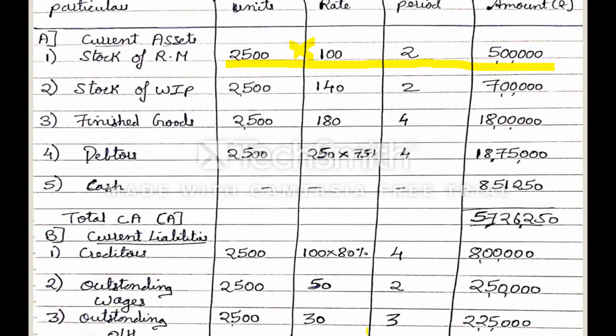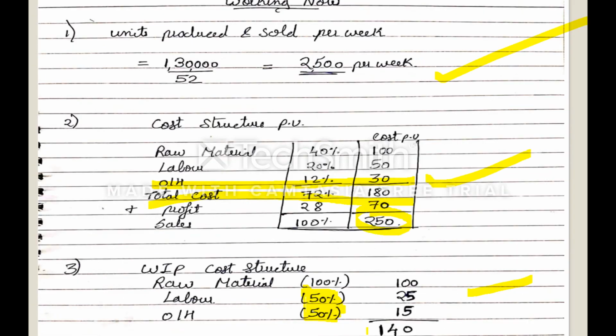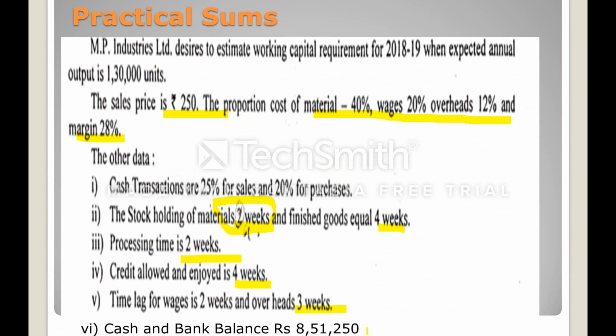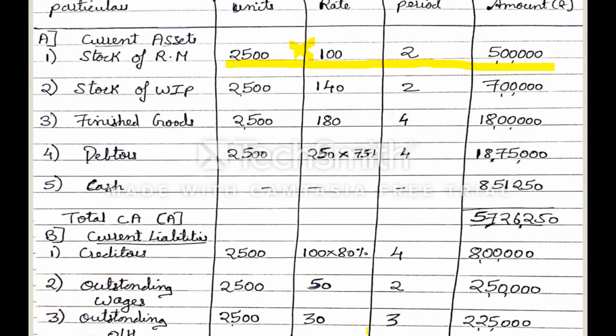Finished goods 2500. Finished goods is valued at total cost. Which total cost? Be very careful. You need to see the original cost structure. The WIP cost structure would already have been taken care of under WIP calculation. So how much total cost came? 180. That you will write under finished goods. Then you need to consider the time period, which is there in your adjustment. Finished goods 4 weeks, so you are going to consider 4. Multiply, you'll get the answer.